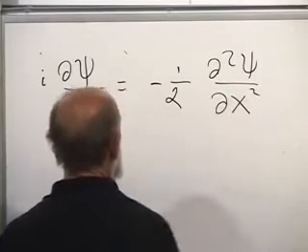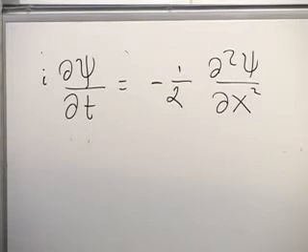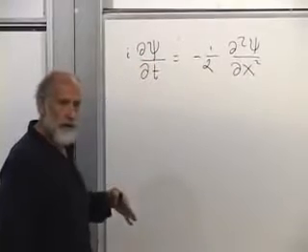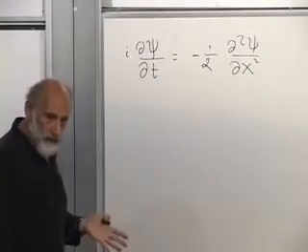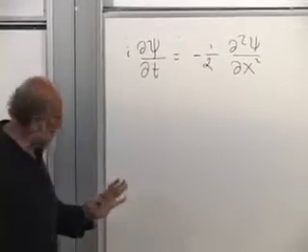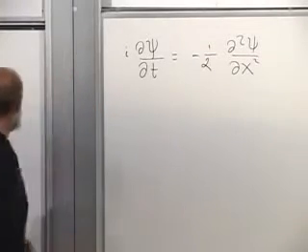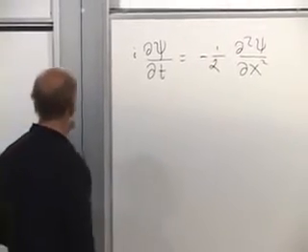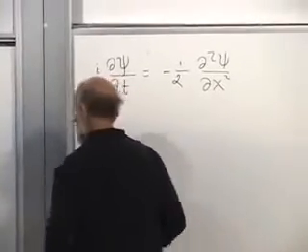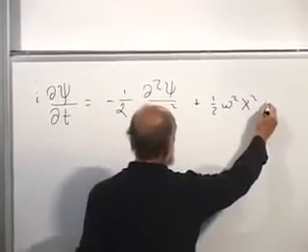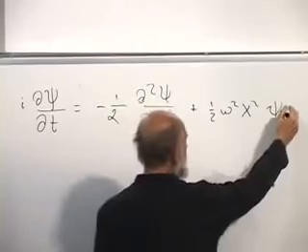Is that a partial t on the left? Yeah. Well, it's a partial derivative because it means you keep x fixed. This is the derivative of psi of x with respect to t, but at fixed x. Okay, good. This is the derivative of psi with respect to x at fixed t. Okay, so that's the first term, and the second term is plus 1/2 omega squared x squared times psi of x.